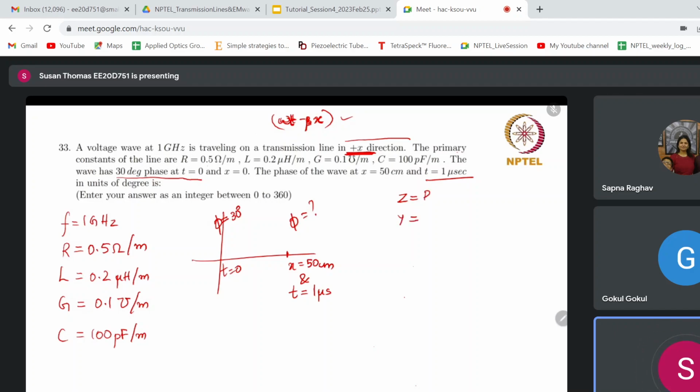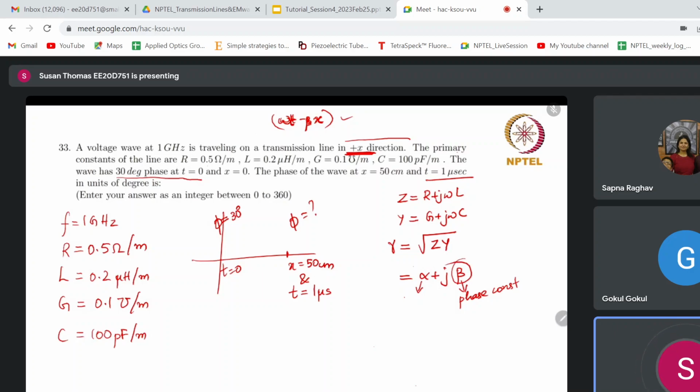What is Z? R plus j omega L. What is Y? G plus j omega C. Now, if you know Z and Y, what is gamma? Gamma is root of Z into Y. And we also know gamma is nothing but alpha plus j beta, where alpha is the attenuation constant and beta is the phase constant. This is the parameter in which we are interested, beta.